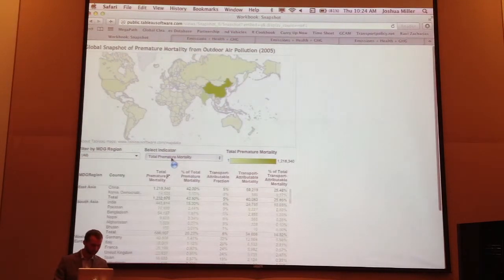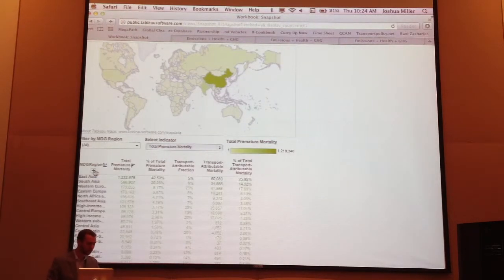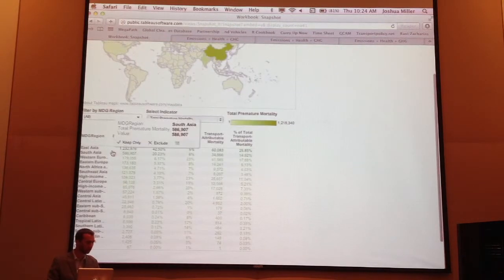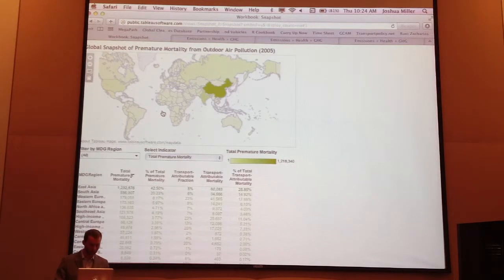So this is a way of looking at a data table, but in a way that's a little bit more interactive. If we go back out and look at the global view, then we could actually collapse this so that instead of looking at countries, we're comparing across regions now. So we can see that East Asia actually has by far the greatest number of total deaths from outdoor air pollution, a relatively low transport contribution, only 5%, but that actually comes out to still the highest total for mortality from transportation because the total for outdoor air pollution is so large. So there's a lot more that we could do with this.